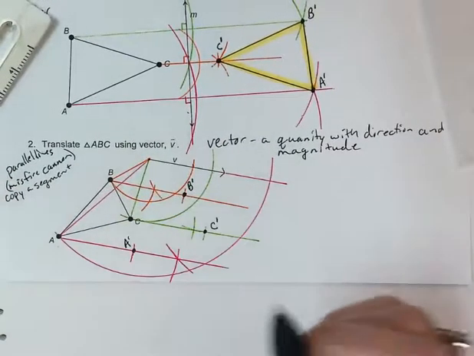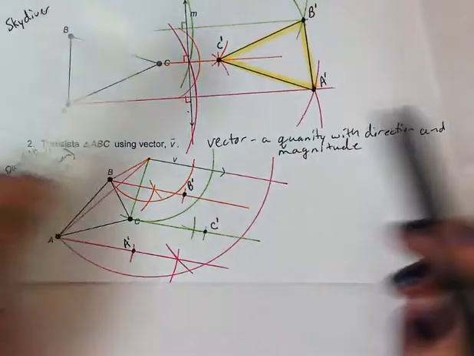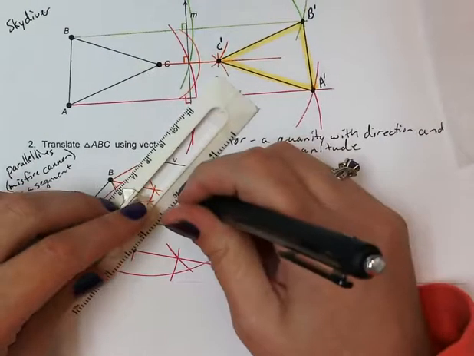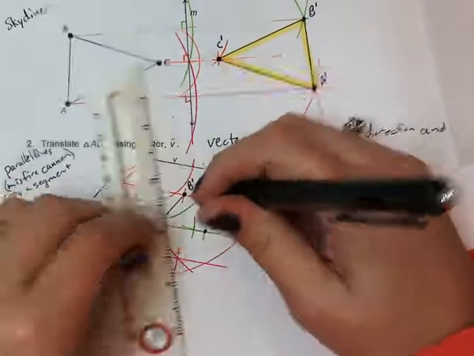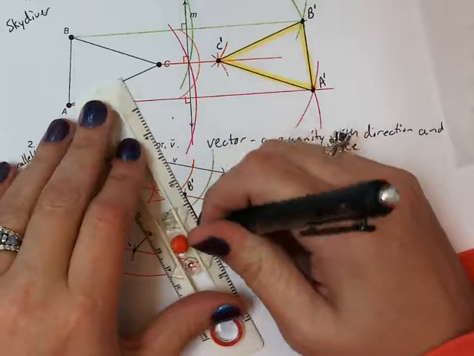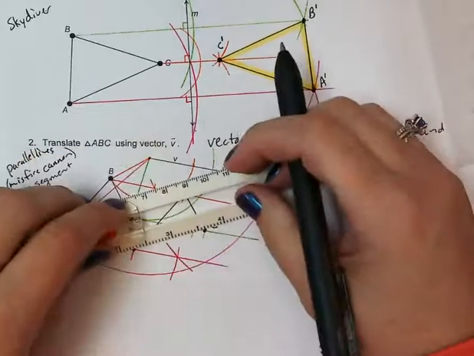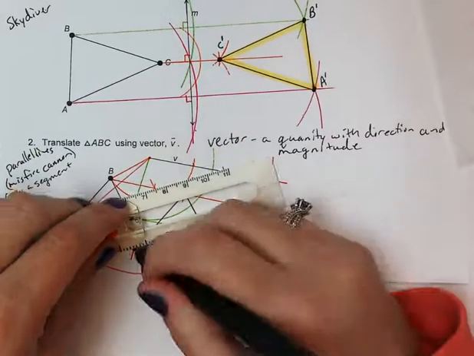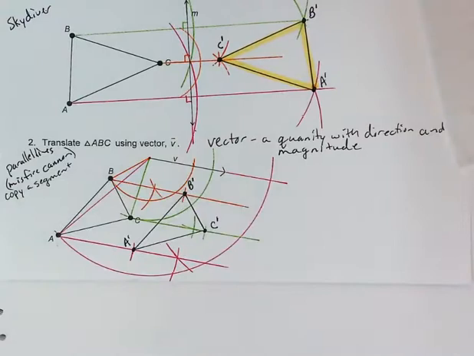And we started with a triangle, so we end with a triangle. So we now need to connect A prime, B prime, and C prime. And then in the end, we will highlight our answer. Or you can shade it in lightly with your pencil.